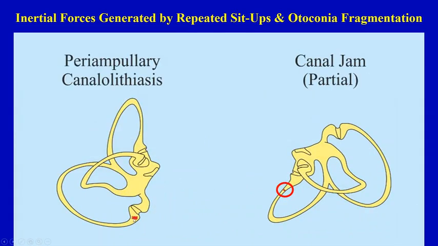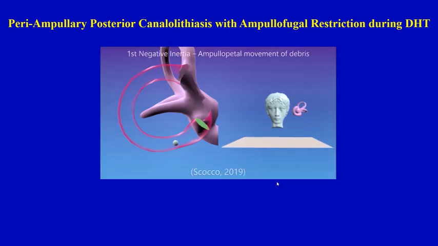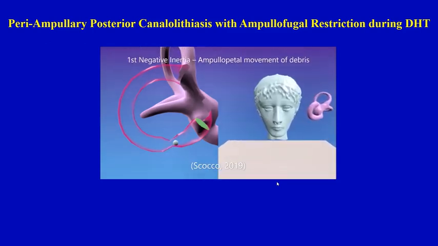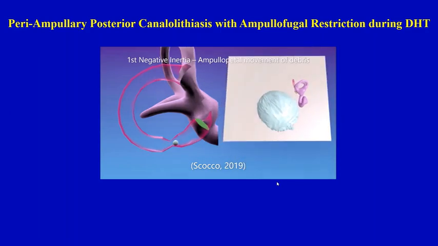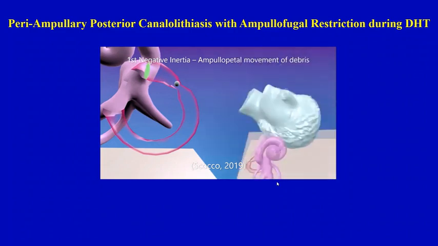The otoconal debris was big here, but the canal diameter was narrow. And as I carried out the multiple Dix-Hallpike testing and multiple sit-ups from the left Dix-Hallpike position, the otoconal debris crumbled and the partial canal jam got cleared, and that's how it resulted in the typical posterior semicircular canalolithiasis conversion. So first negative inertia, ampulopetal movement of the debris occurs. This is the explanation for the 2019 Scocco variant, but there is no positional nystagmus.